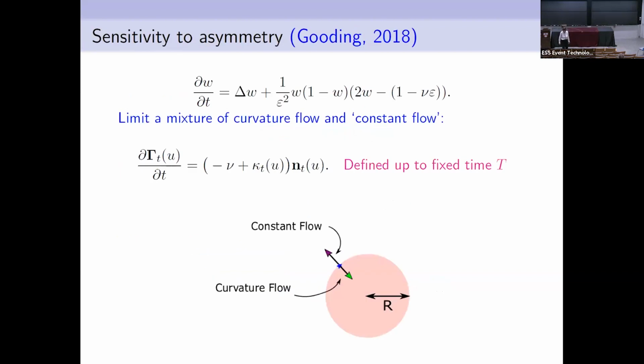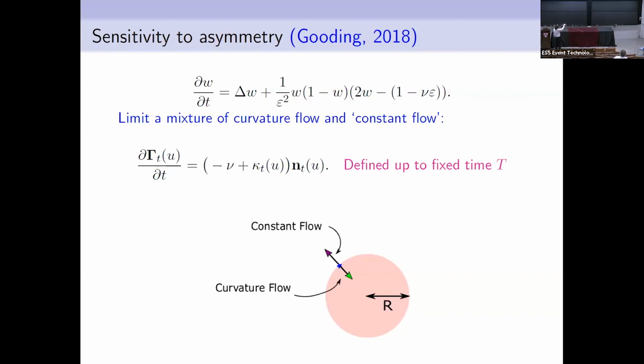And in his thesis in 2018, Mitch Gooding showed that you can prove an analog of the Chen result for this equation, and indeed for this equation with noise, but we'll come to that in a minute. And the limit now is, instead of just being curvature flow, it's a mixture of curvature flow and constant flow. So, and those things push against one another.